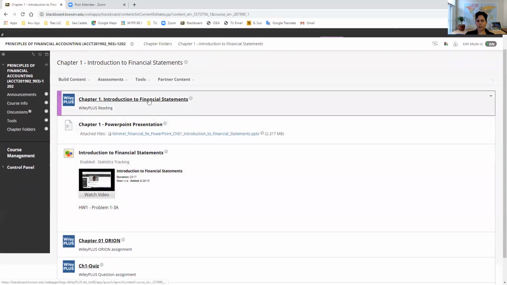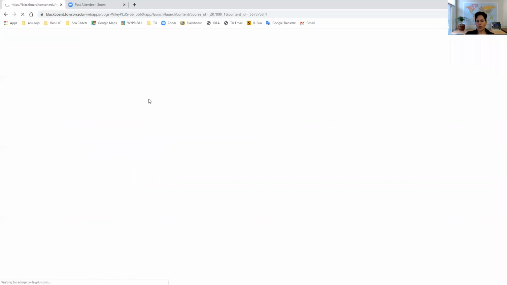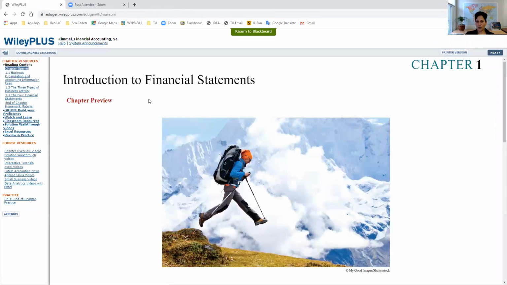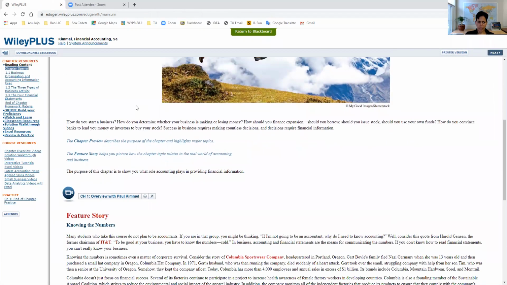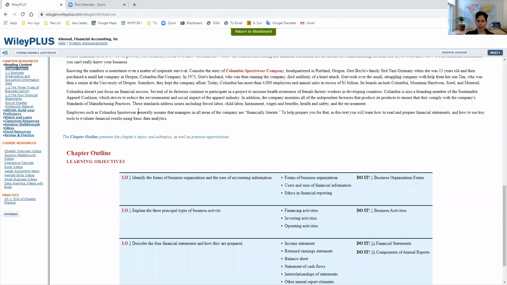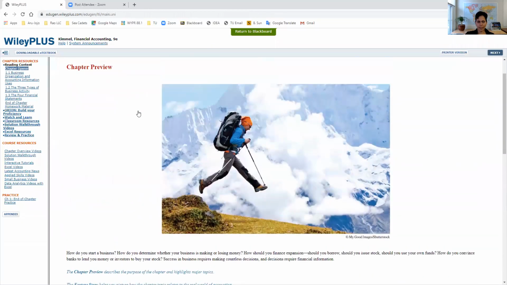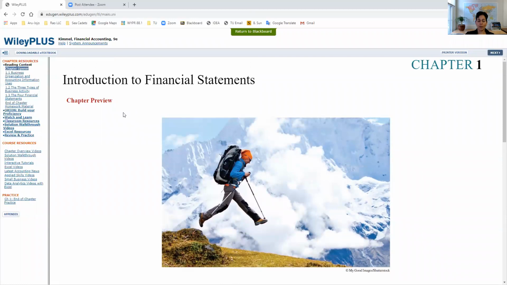Now, let's go into the chapter and see what happens. When you click on this Wiley Plus icon, it brings you to chapter 1. This is basically the same thing that you would have in the hard copy of your book. It's identical, but you have additional resources here. Look here on the side, you have the Orion. When you go into Orion, that's the extra credit assignment that I have.